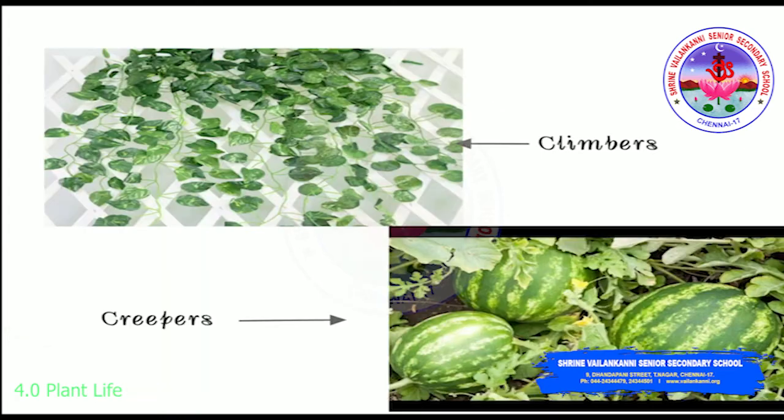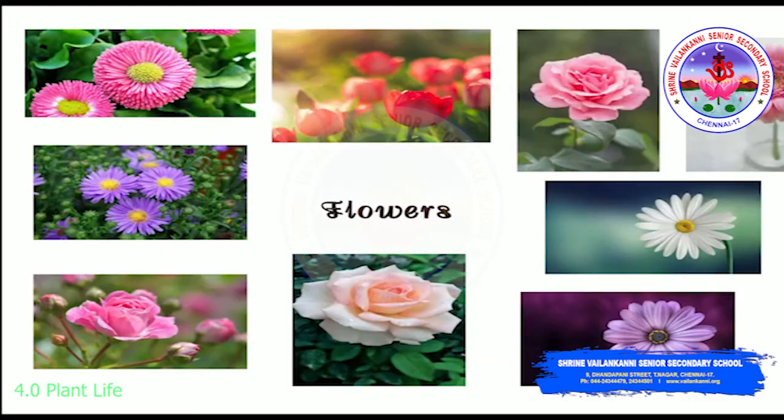And the next is the climbers and the creepers. You would have already learned this in your third standard. The climbers need a support to grow, and the creepers grow on the ground. The best example for climbers is a money plant, and for creepers the best example is a pumpkin or a watermelon.